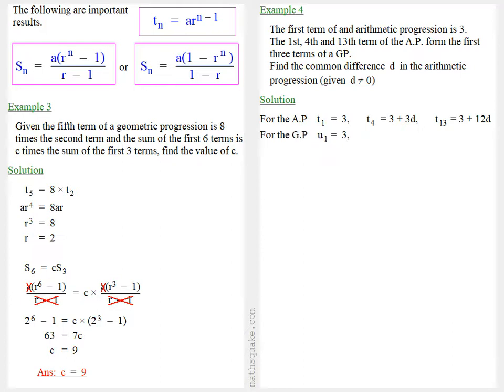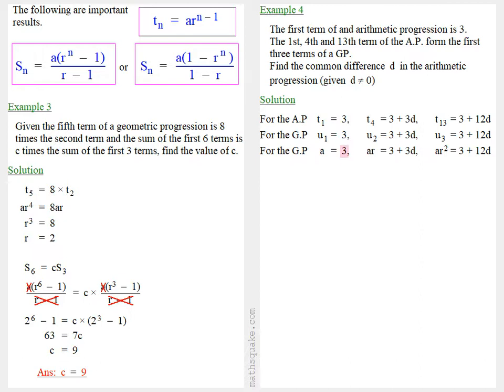So for the GP, we've got the first term, we'll call it u1, is equal to 3. The second term of the GP is the fourth term of the AP, u2 is equal to t4, so it's equal to 3 plus 3d. And u3 is equal to t13, so u3 is equal to 3 plus 12d. So for the GP, the first term a is 3, the second term ar is equal to 3 plus 3d, and the third term ar squared is equal to 3 plus 12d.